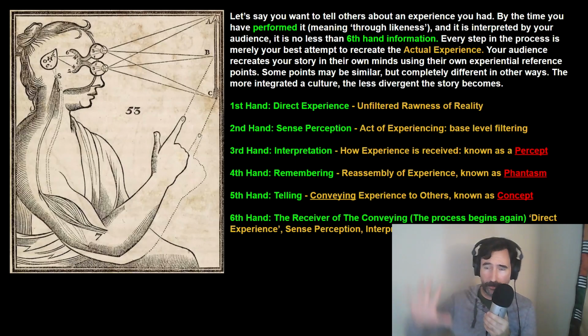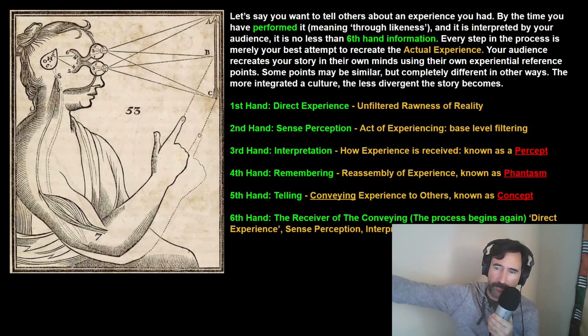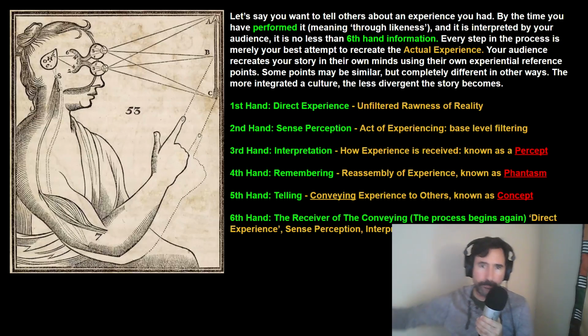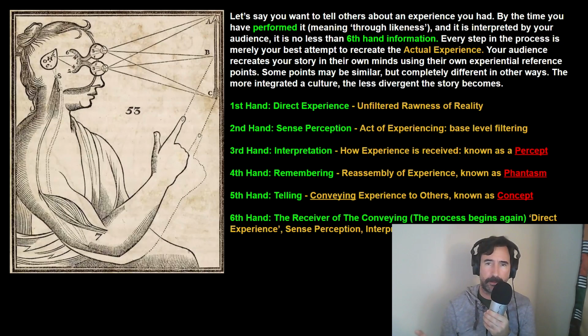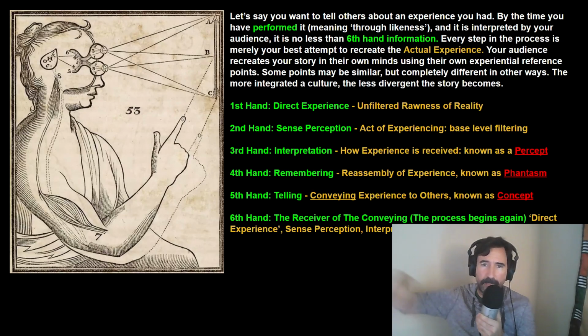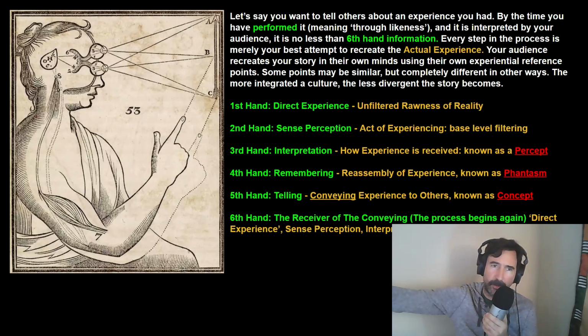So you would say that's that room somewhere that you've never been in. The music's playing in that room right now, and it's just happening without you being there, right? Second-hand is sense experience. This is the act of experiencing. This is just the base level filtering. So think of first-hand experience as just the music playing in the room objectively. You're not there. Second-hand experience is you're there. Boom. You're instantly there.